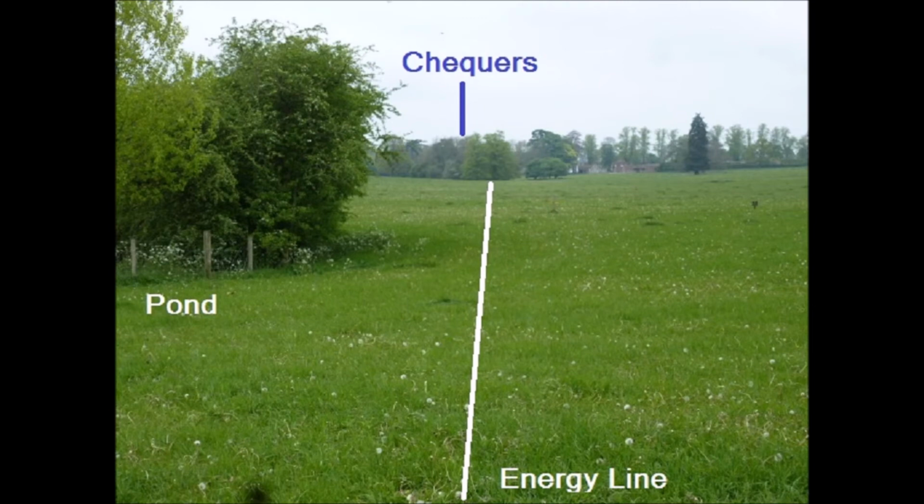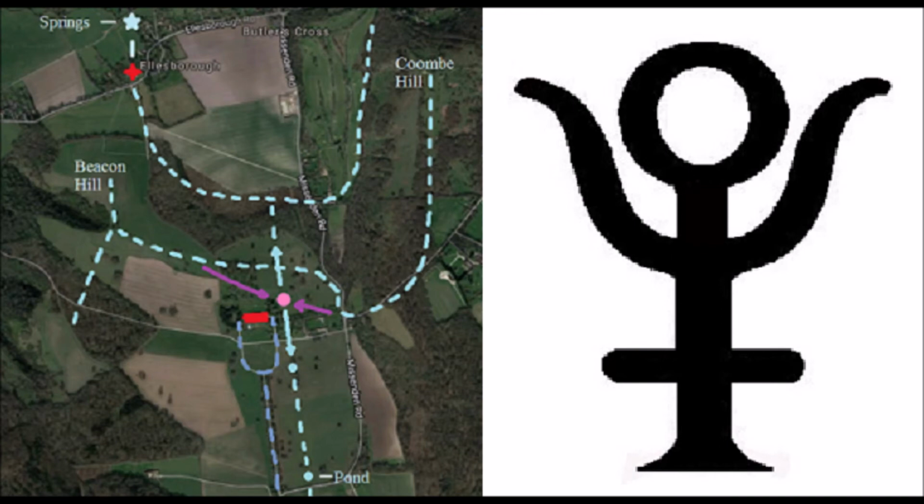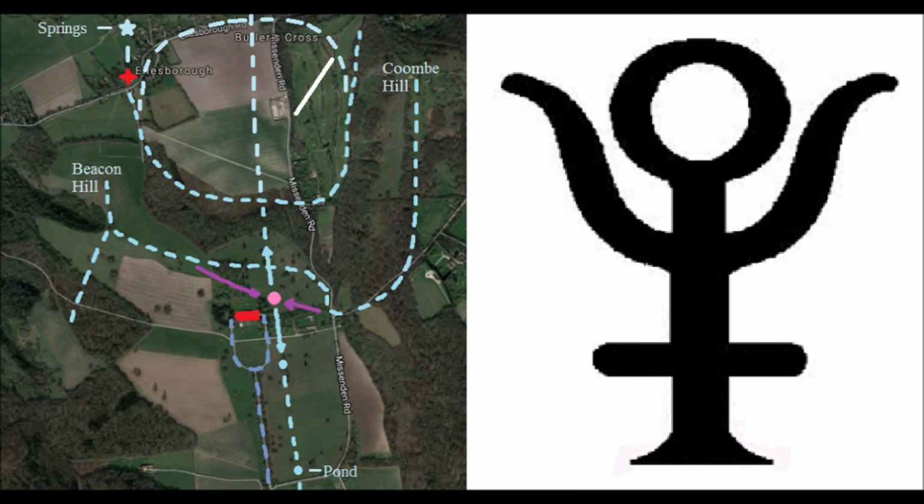Here we have it compared to Pluto. You've got the head here, the arms here, central line here, Chequers here. Here we have it again.